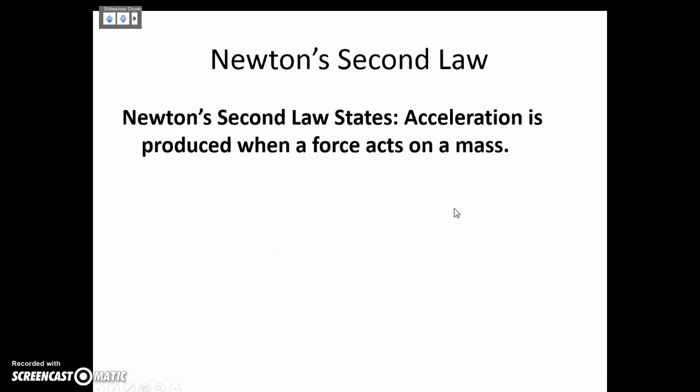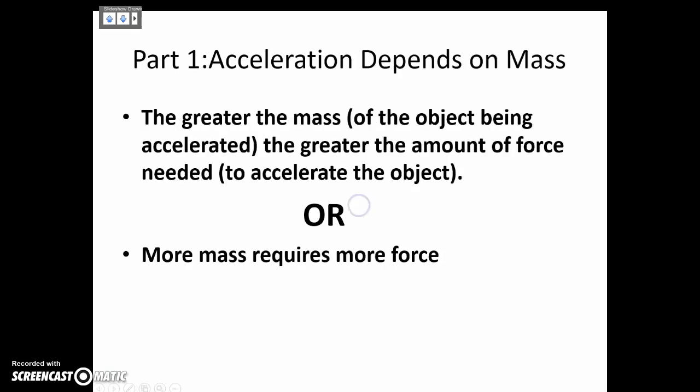All right, so now that we can calculate acceleration using your starting and ending speeds, we need to know Newton's second law. Acceleration is produced when a force acts on a mass. Here are those words again, force. That's going to be the central word in Newton's laws that we're concerned with.